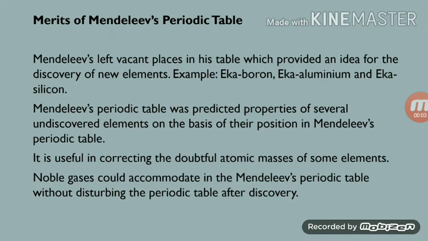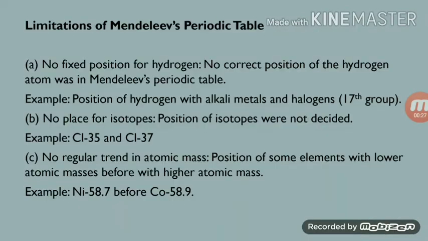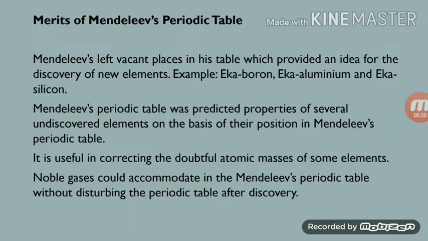Next is the merits of Mendeleev's periodic table. There are also merits, that is, some achievements maybe. Mendeleev left vacant places in his table. You can see in that table there are some vacant places. Why is it vacant then? It is for his table to provide an idea for the discovery of new elements. So he left these vacant places for new discovery of elements.